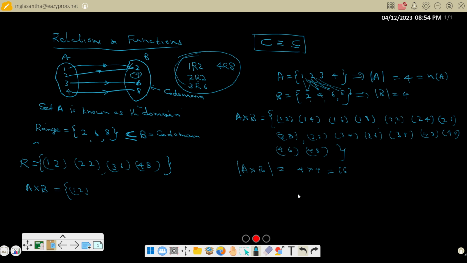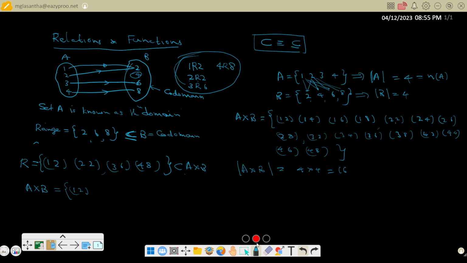Now actually this relation is a subset of the Cartesian product. So this is a subset of A cross B. A cross B has 16 elements. Right? Now R is a subset of A cross B. Is it clear? Ultimately, if you take any subset of the Cartesian product, that is a relation. Simply.